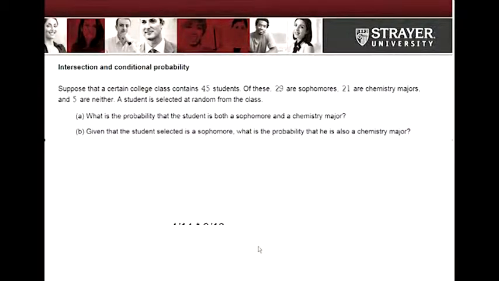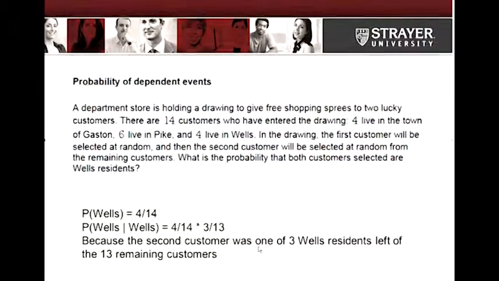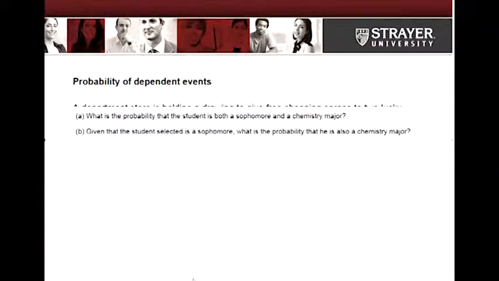So the probability, when you multiply 4 over 14 times 3 over 13, is going to be 12 over some really big number, which you can probably leave as a fraction unless you're told to change it to a decimal.